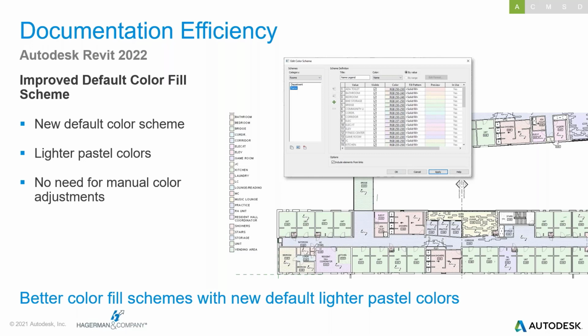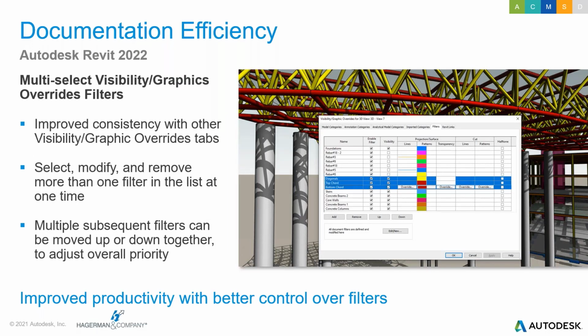A new default pastel color scheme has been added. Previously, the default color scheme used darker, bolder colors, which could obscure other elements in the view. So this scheme has been updated to use lighter pastel colors to alleviate this issue. In the visibility and graphics dialog, filters now support selection, modification, and removal of one or more filters in the list at one time. So multiple subsequent filters can also be moved up or down the list together to adjust overall priority.